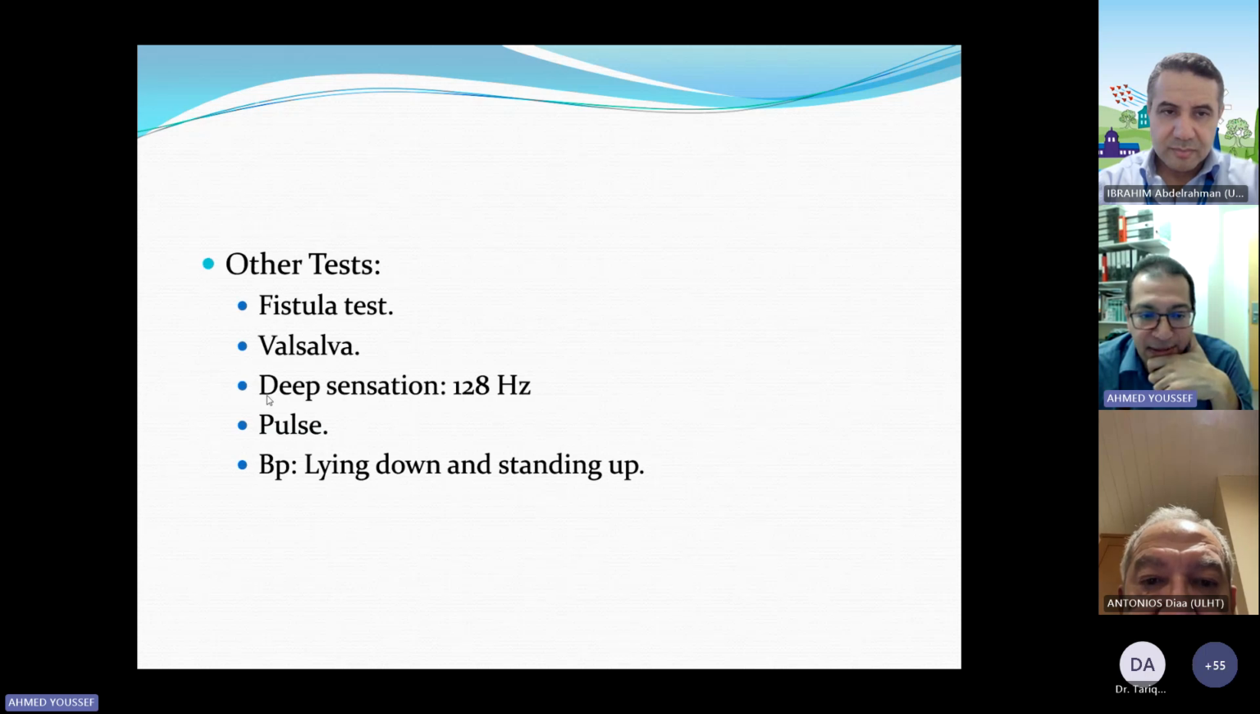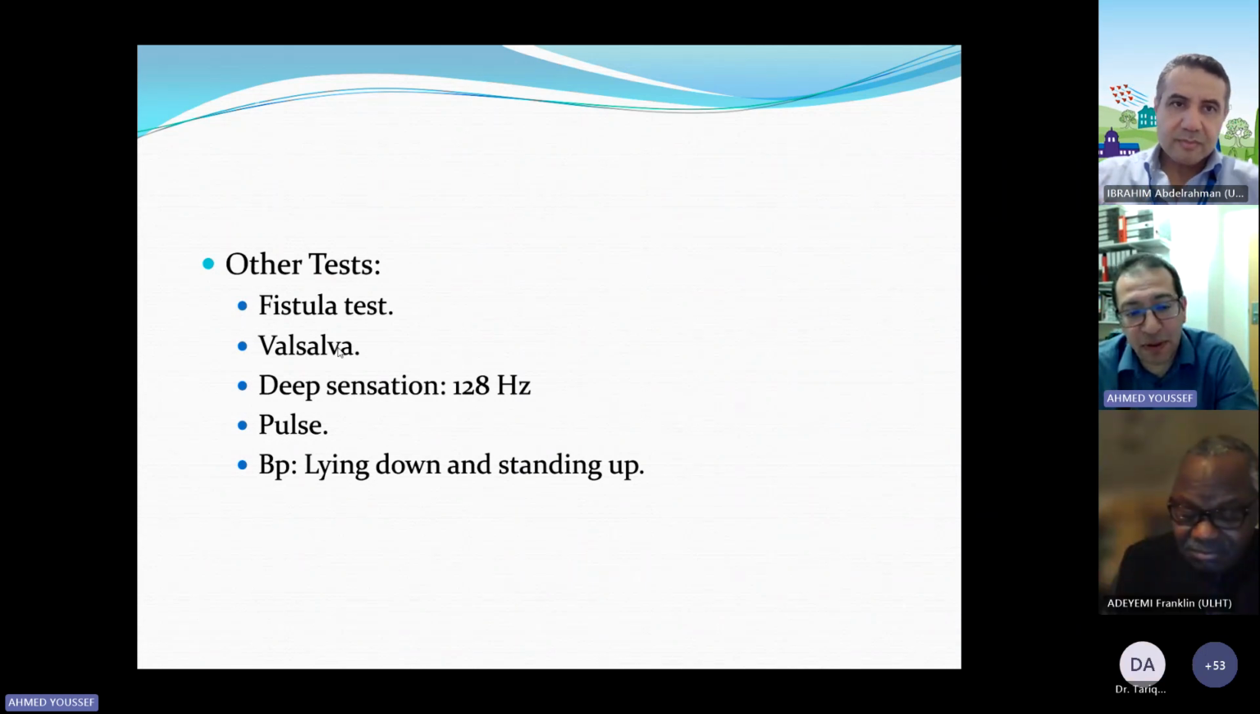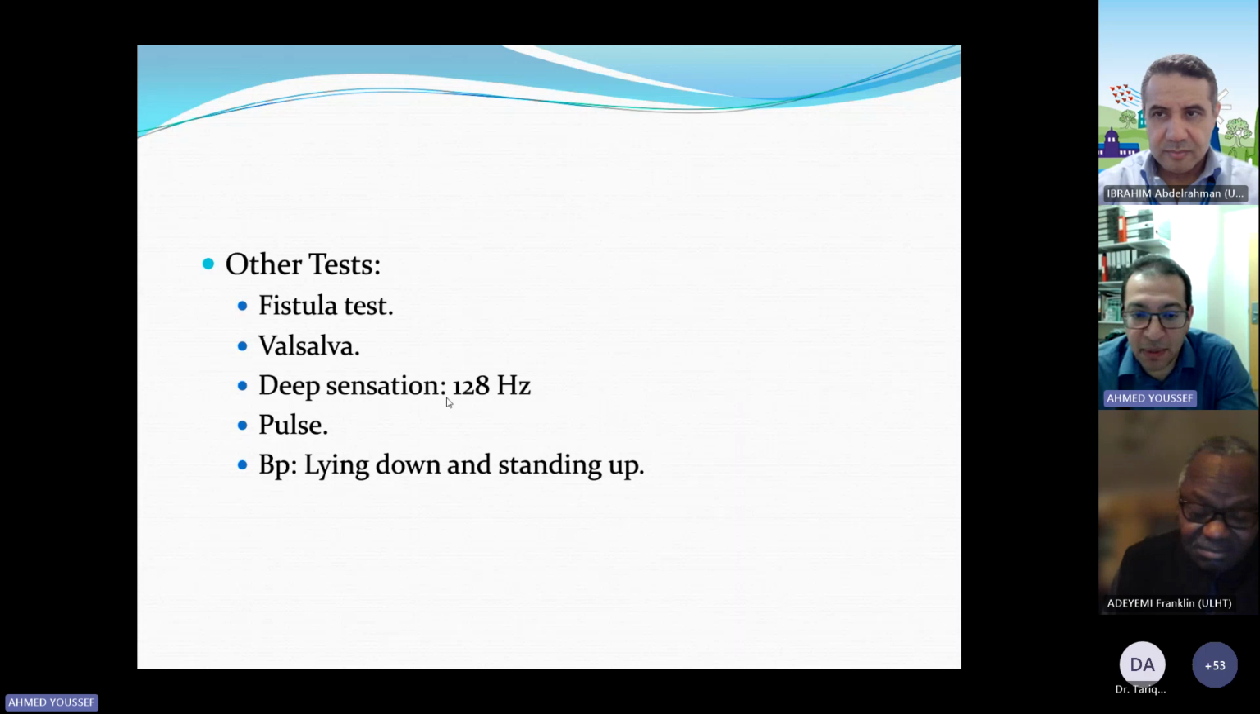There are other tests that you can do if you suspect them. For example, the fistula test, Valsalva, if the patient reports in the history that they go dizzy when they cough or sneeze. You can test the deep sensation if you suspect deep sensory loss, especially in diabetic patients. You may need to find a 128 hertz tuning fork.